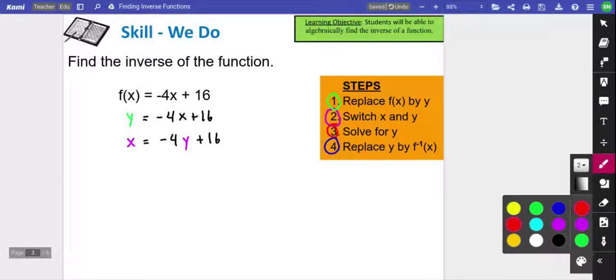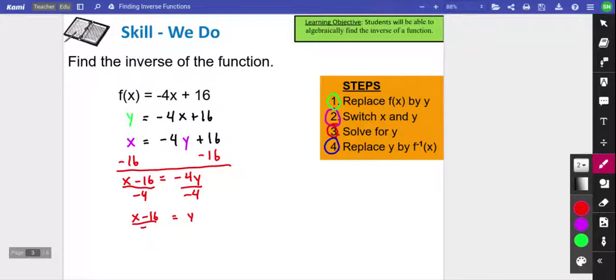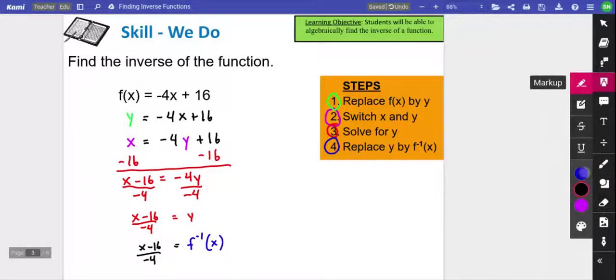Step number 3. We're going to solve for y. So I need to move the 16 over to the other side. That gives me x minus 16 equals negative 4y. Then I must divide by negative 4. And I get y equals x minus 16 over negative 4. Step number 4 is replace y by this symbol, which is the inverse of f of x. And you have found the inverse of the function that we were given.